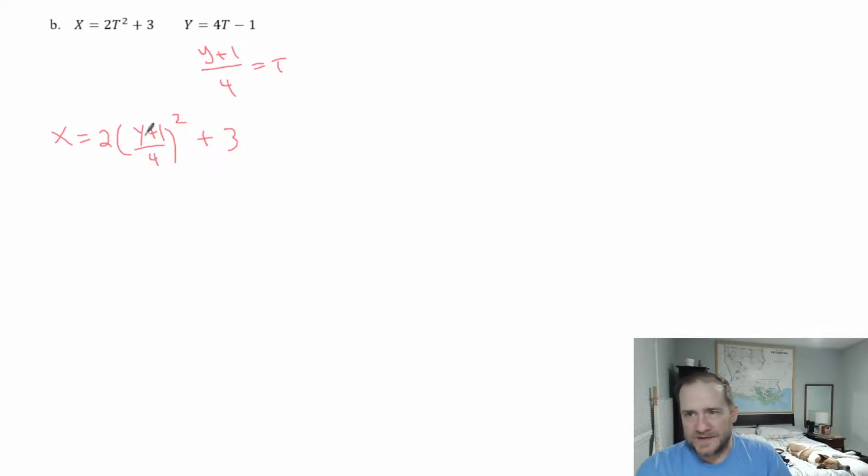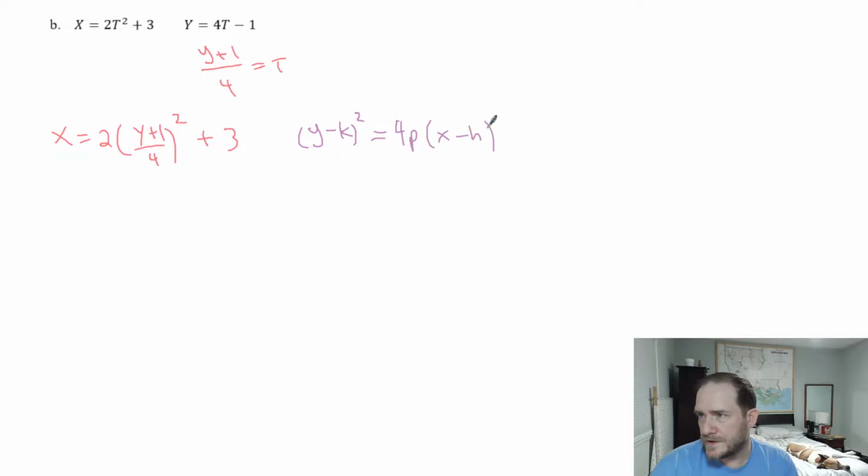And looking at that, yeah, this is definitely a parabola. But the form for a parabola that we want to be in would be y minus k squared equals 4p times x minus h. So we need to take this pink equation and get it to look a lot more like this lavender equation.